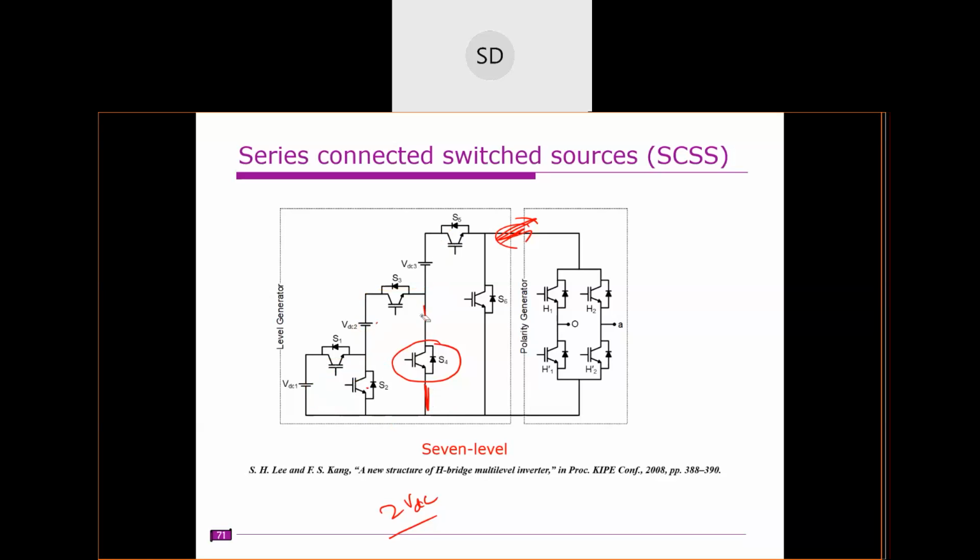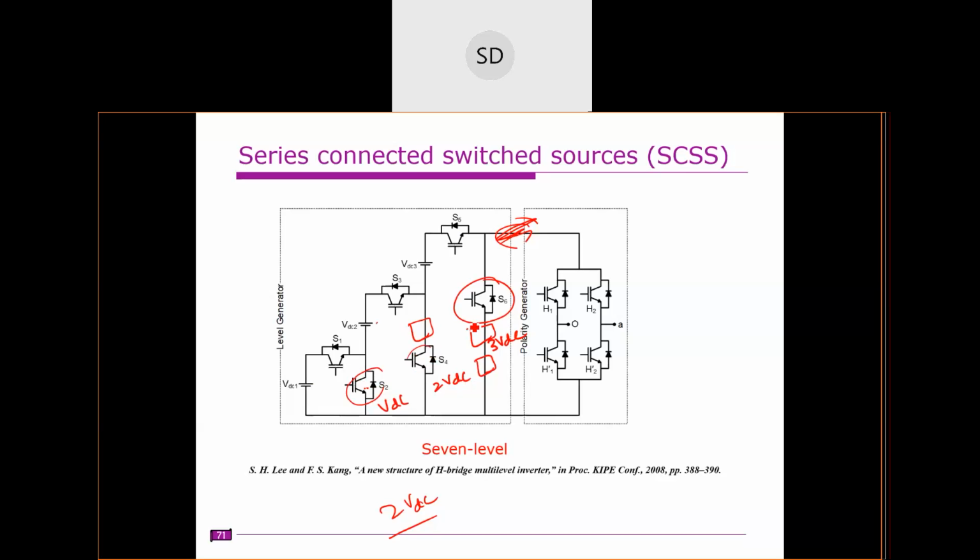Similarly, this switch S6. Sir, 1 plus 2 plus 3. That means this is for VDC, this is for 2 VDC, and this is for 3 VDC. So if you have only one, you have to connect another device here, and you have to connect 3 more devices here. So that is the drawback. With this topology, the blocking voltages are unequal.